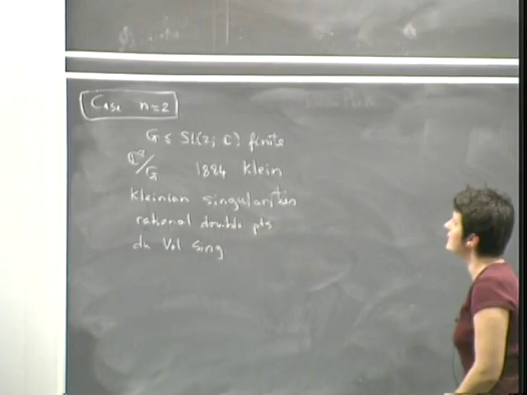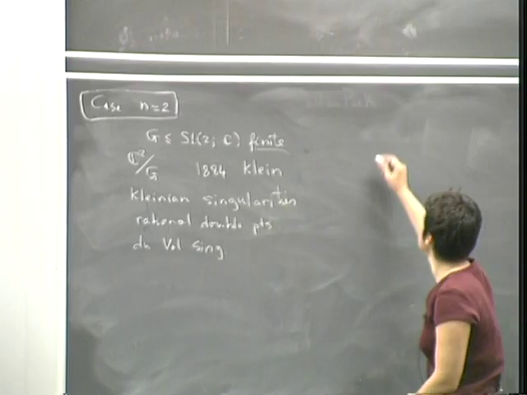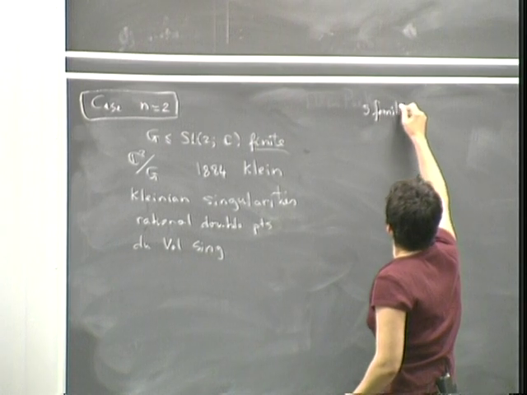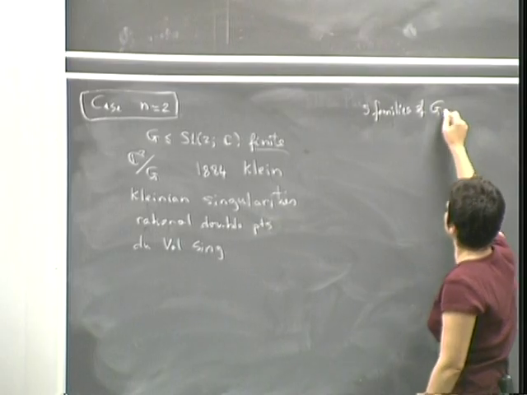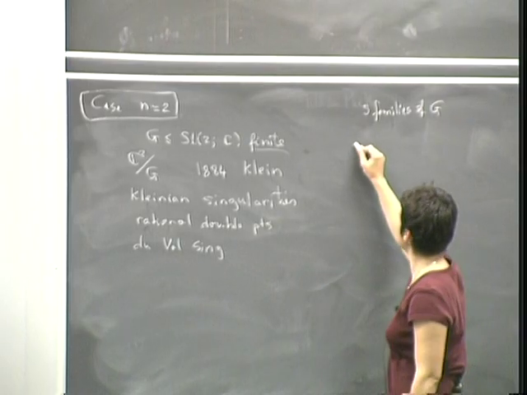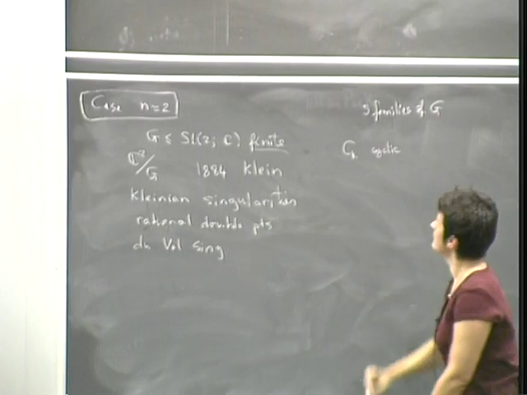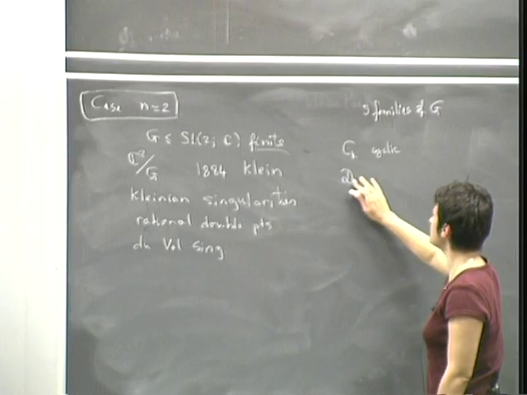If you look at the finite subgroups of SL(2, C), it turns out that we have 5 families of G. And they are the cyclic group. Then you have the binary dihedral groups.